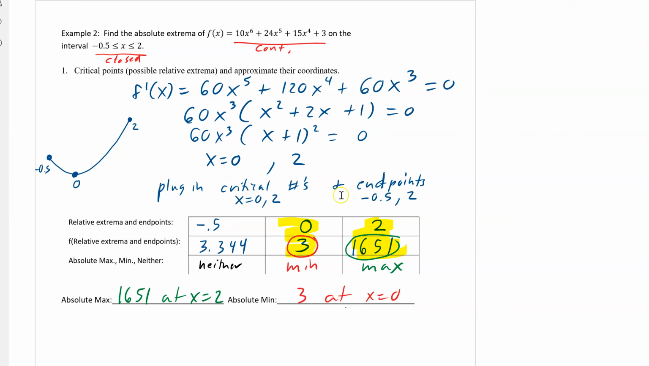You start with your endpoints, place any critical numbers that go in the middle here. Whoever is the smallest is your min, whoever is the biggest is your max. And it's that simple, thanks to the extreme value theorem.